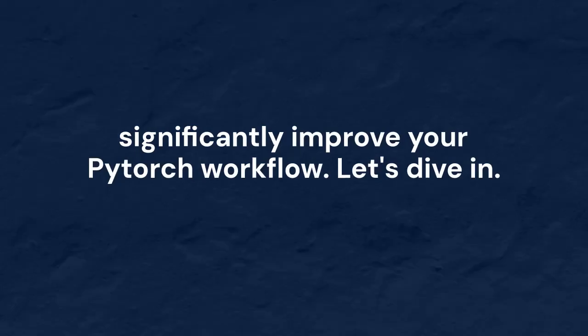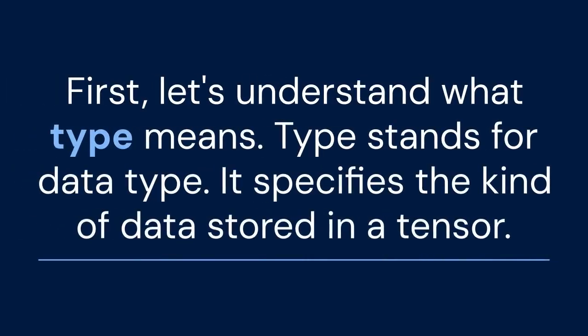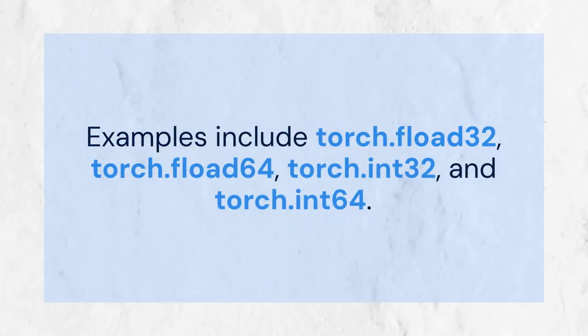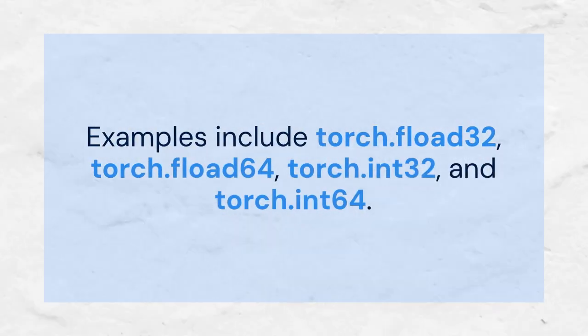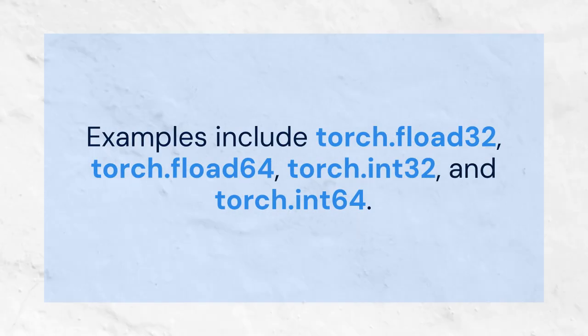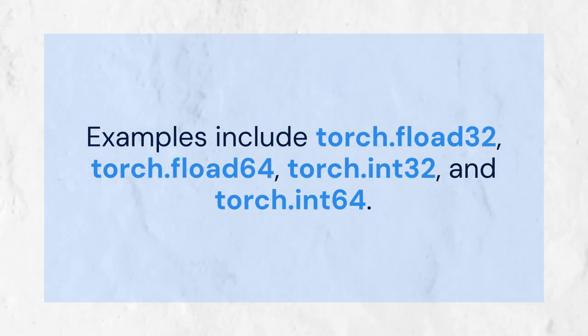Let's dive in. First, let's understand what type means. Type stands for data type. It specifies the kind of data stored in a tensor. Examples include torch.float32, torch.float64, torch.int32, and torch.int64. PyTorch needs to know the data type to perform operations correctly. Matrix multiplication, for instance, relies on consistent data types for its calculations.